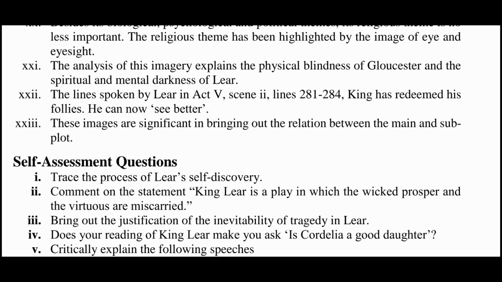The last point, 23. These images are significant in bringing out the relation between the main plot and the subplot.